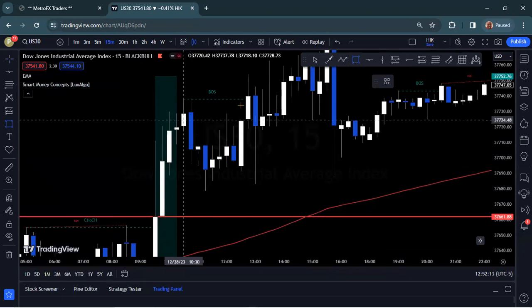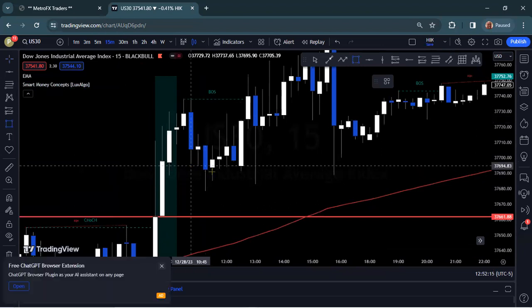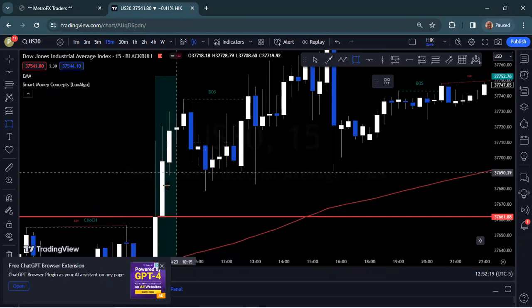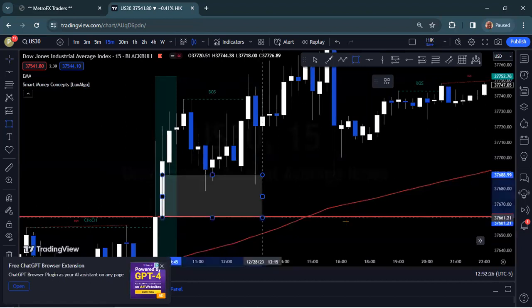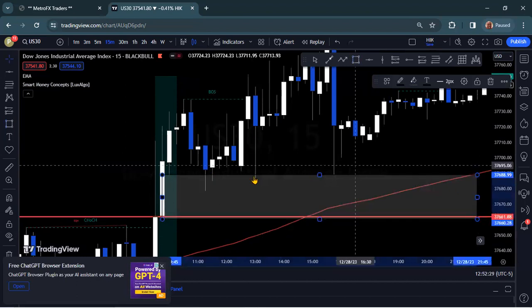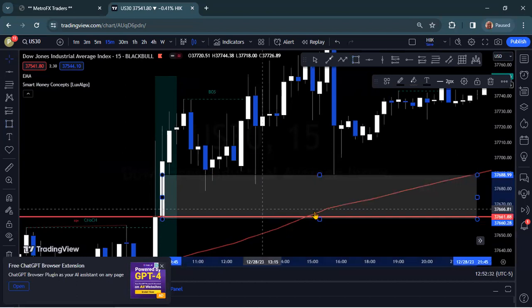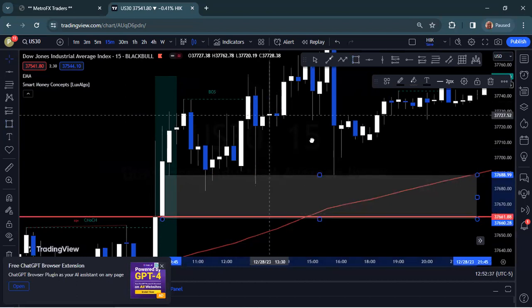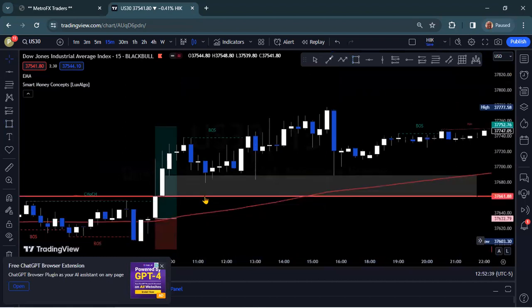It's got to come back down here because there's a gap. All right. There's a gap. And it's got to come back and touch and fill that gap before it pushes up higher. Okay. So this is a gap.